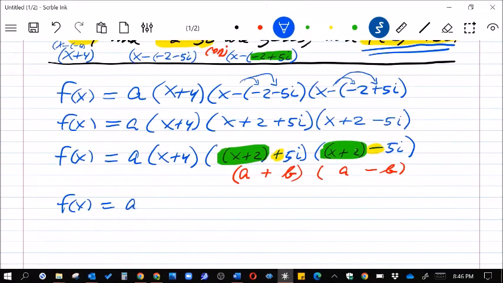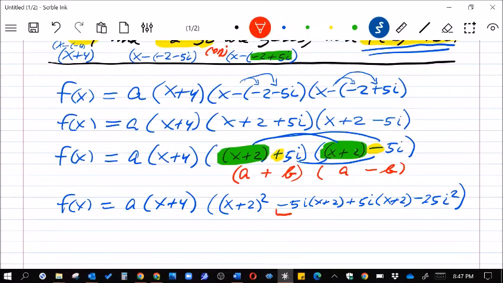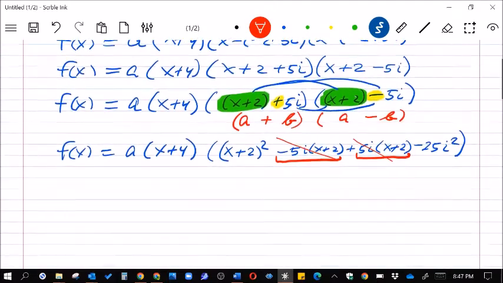So the function of x is equal to a, x plus 4. So I'm going to do x plus 2 times x plus 2, squared. So I'm going to do this times this. And I'm also going to do this, so it's -5i times x plus 2. And then this times this, so it's plus 5i times x plus 2. And then it's -25i squared. So notice that this one is minus and this is plus, so these cancel out. They are no longer needed and they are gone.